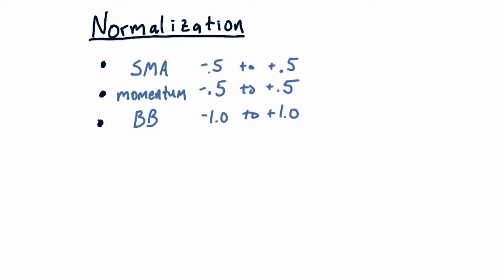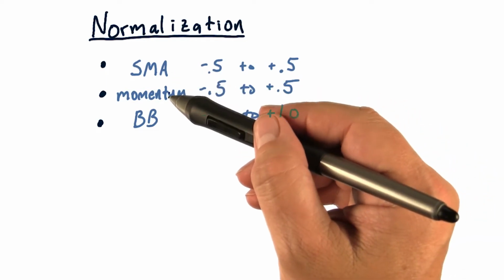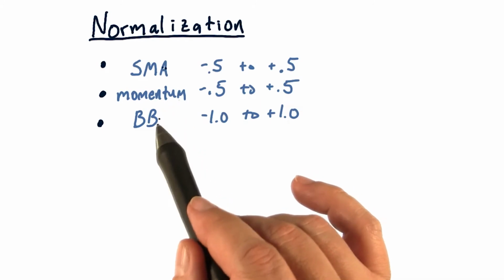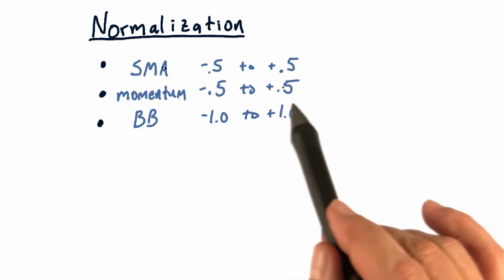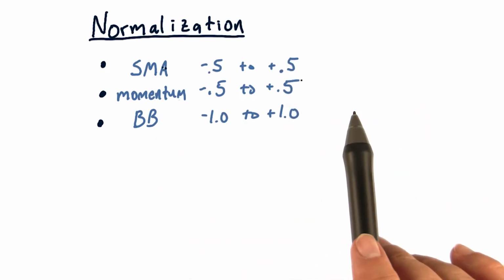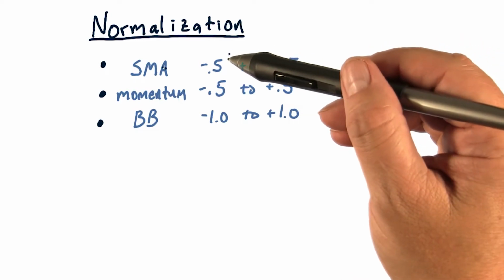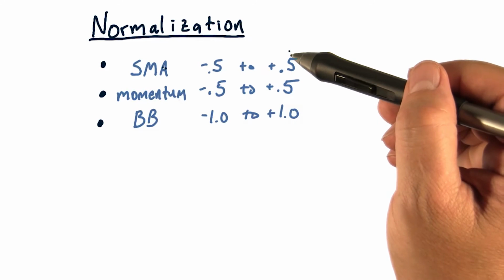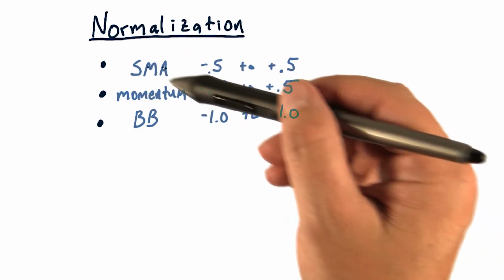Before we leave technical analysis, I want to bring up one more point called normalization. So take a look at these different technical indicators we created here: simple moving average, momentum, and Bollinger Bands. They have different ranges that they typically operate over. So like I said, we would expect to see values of -0.5 to +0.5 for simple moving average.